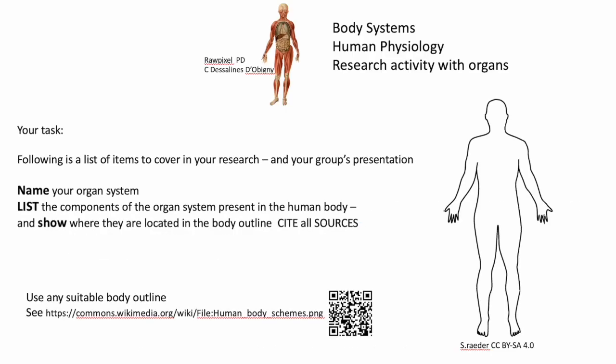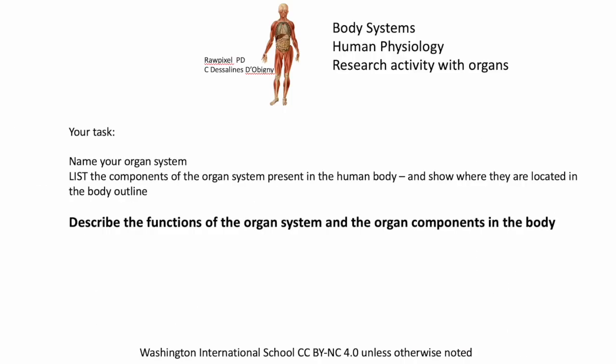And so there's a list of items for you to cover in your research and your group's presentation. So let's have it named first, and list the components of the organ system, so the actual organs that make it up, and show where they're located in the body outline. You can use any suitable ones or the link to this one. Please cite all your sources.